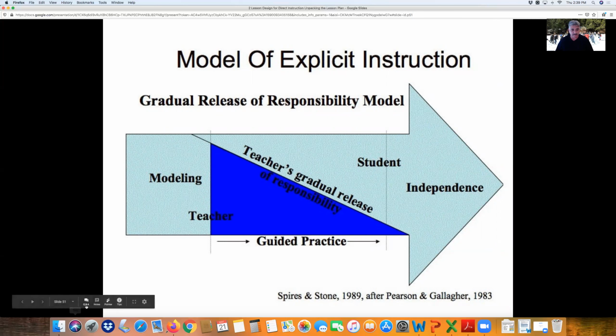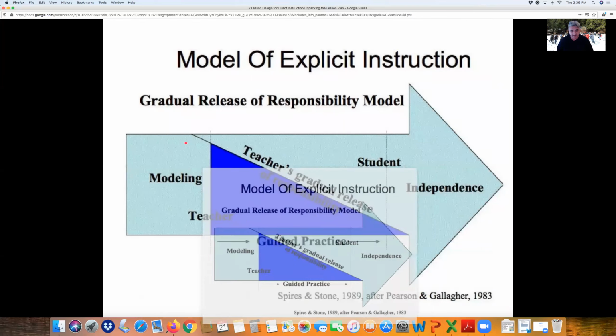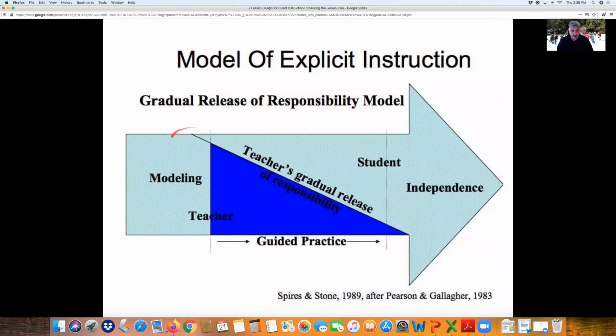As you could see in this model, in this part of the lesson, the modeling right here, the teacher has all the pen, is doing most of the talking, the sharing, the thinking aloud. As you share the practice and get to more guided practice, this line decreases, and it's more and more on the students. And when they do independent practice, they're completely on their own. It's a very important model to understand of what's happening in this approach to teaching.